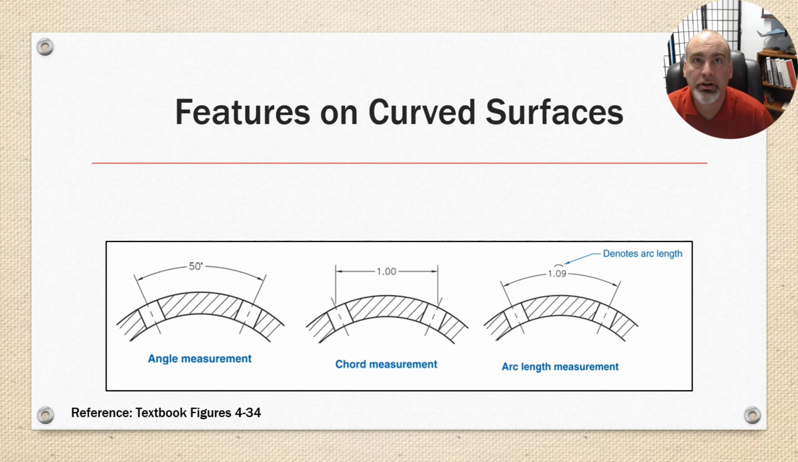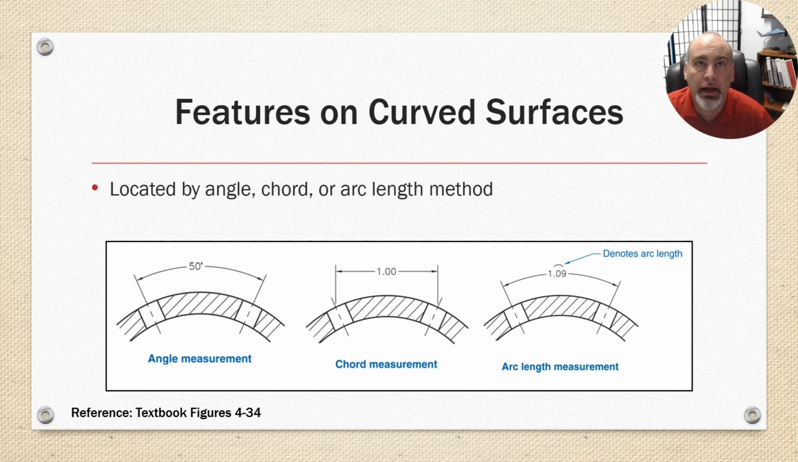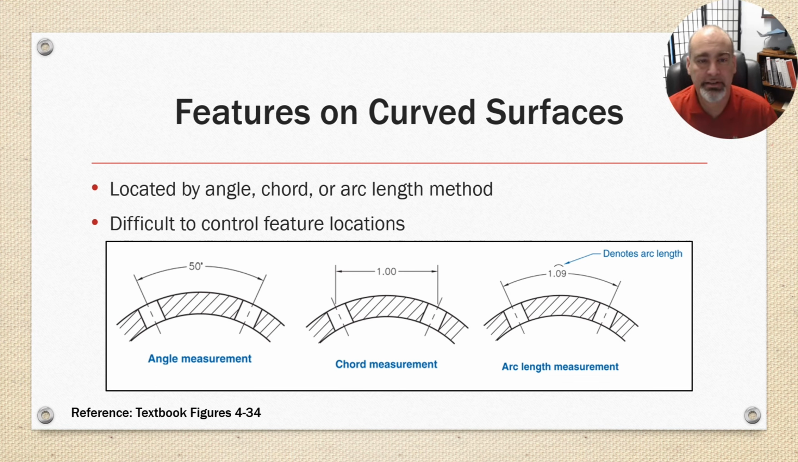Okay, features on a curved surface. They can be located by an angle, a chord, or an arc length method. They are difficult to control features and locations. I had a project where I had to make an inspection tool for something that was dimensioned back in the 1970s to an arc length measurement. We built a functional tool to check the part, and without it, it would have been difficult to check this part. It was bigger than the CNC machine, so we had to make the tool in different segments.